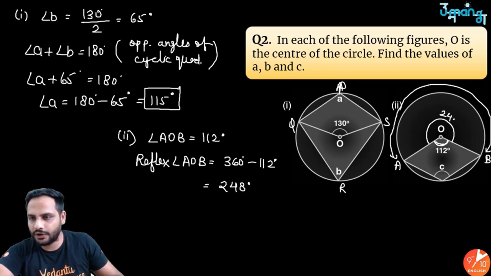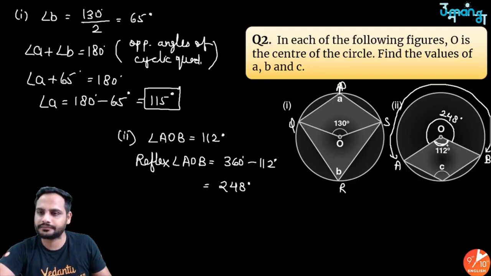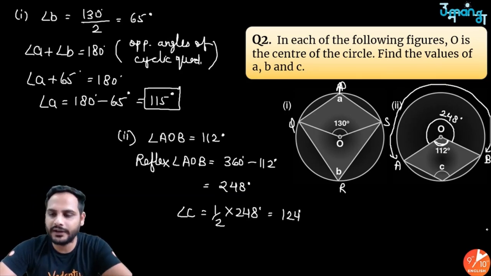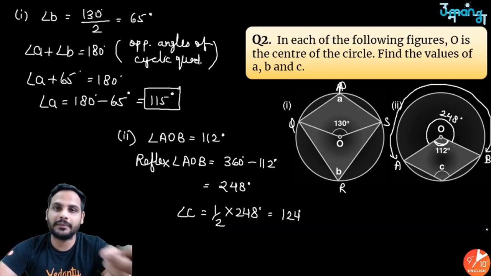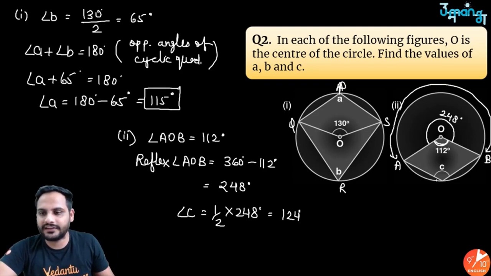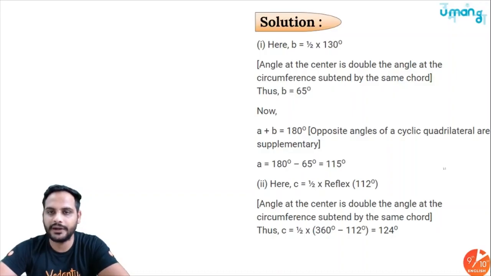Correct. So this angle is equal to what? 248 degrees. Okay. So now this angle C will be half of 248 degrees, which is equal to 124 degrees. So angle C is equal to 124 degrees. Got it? So I have told you the theorem is very important. Angle subtended by any arc at the center is double of the angle subtended by it in the remaining part of the circle. So here angle C was in this part. So in the remaining part, how much angle is it making? It is making 248 degrees. So half of 248 is 124 degrees. Got it? This is how this will be solved.